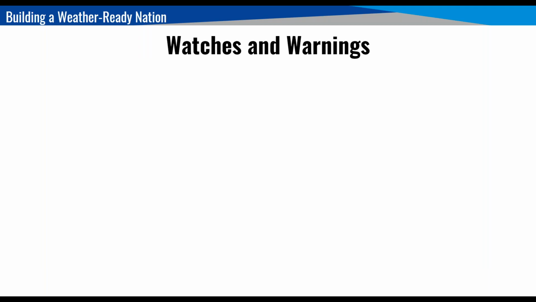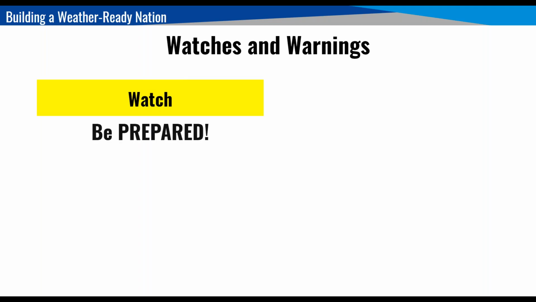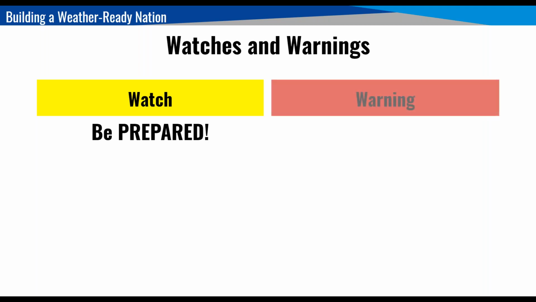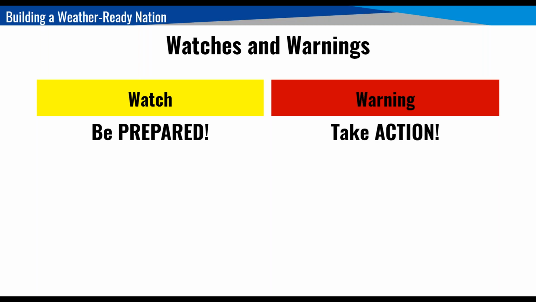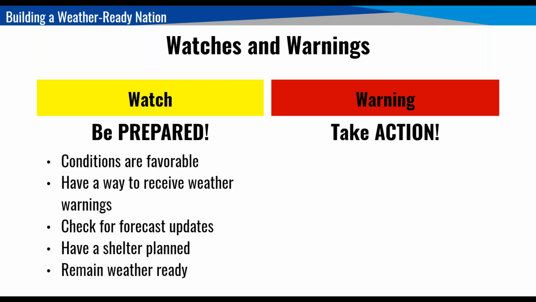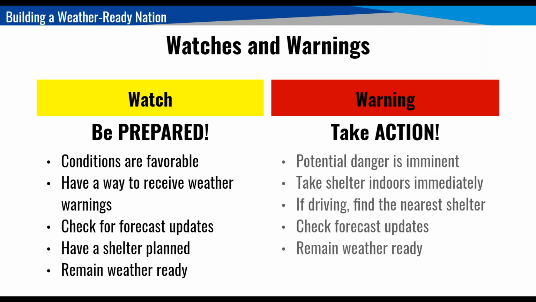Now focusing in more on the watches and warning phase. For a watch, the main thing we want you to be focused on is being prepared. Compare that to a warning, that's when you need to take action. As I mentioned briefly on the slide a few slides ago, a watch refers to conditions being favorable, and we want you to make sure that you have ways to receive weather warnings at this point and continue to check the forecast for updates, have a shelter plan, and remain weather ready.